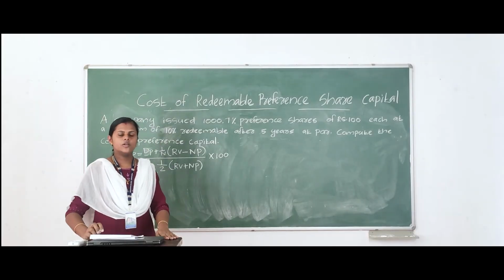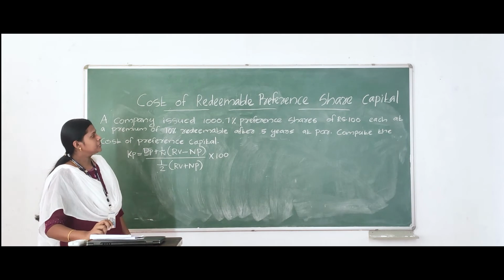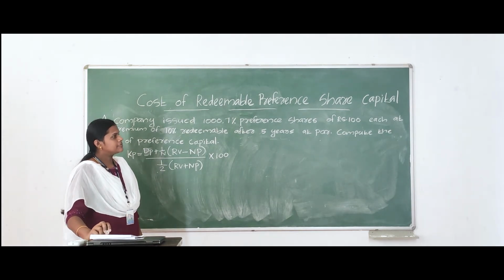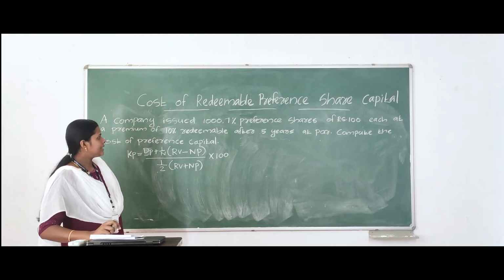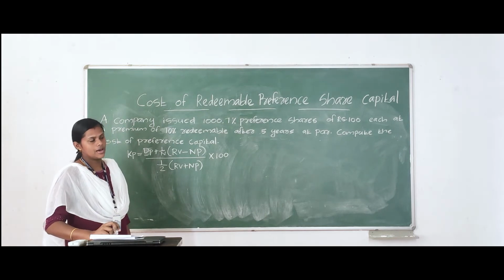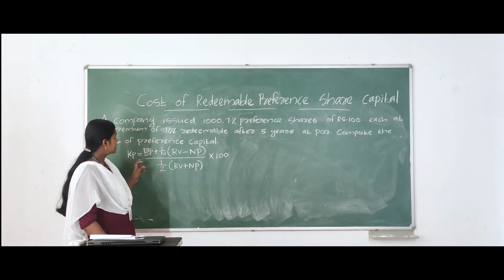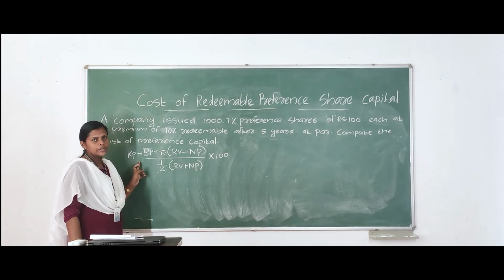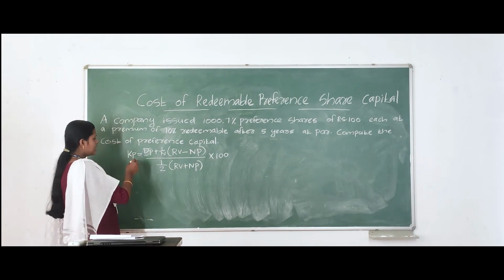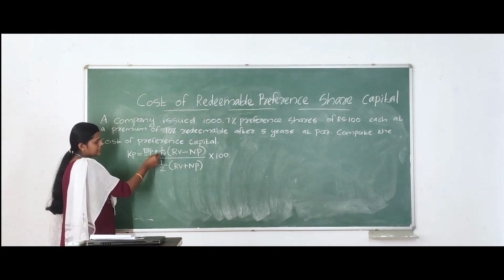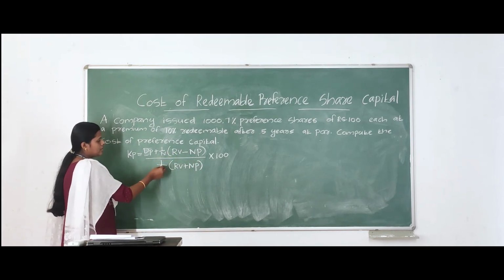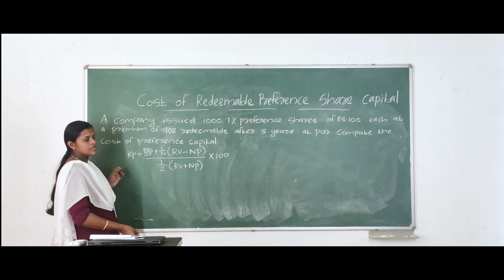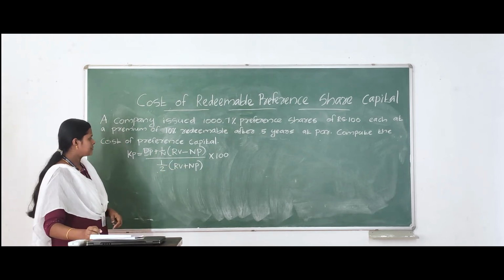Let's solve a question. The question is, a company issued 1,000 7% preference shares of rupees 100 each at a premium of 10%, redeemable after 5 years at par. Compute the cost of preference capital. We know the equation to calculate the cost of redeemable preference share capital. The equation is Kp = (Dp + 1/n (Rv - Np)) / (1/2 (Rv + Np)) x 100.